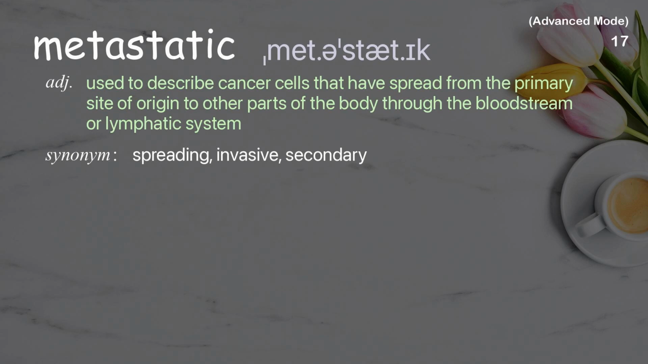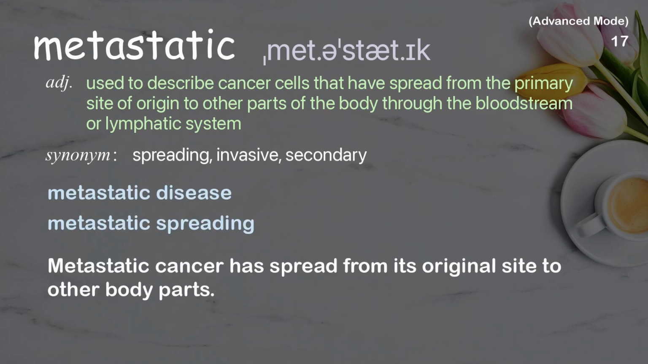Metastatic. Used to describe cancer cells that have spread from the primary site of origin to other parts of the body through the bloodstream or lymphatic system. Examples: metastatic disease, metastatic spreading. Metastatic cancer has spread from its original site to other body parts.